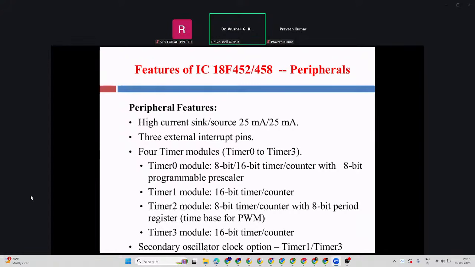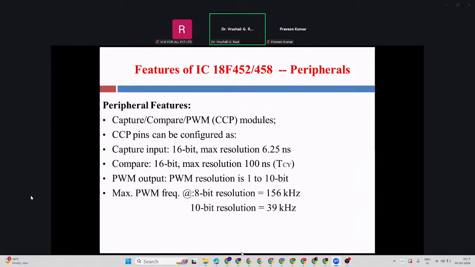Then, the secondary oscillator clock option. What is the secondary oscillator clock option? One clock option is the crystal oscillator which has been connected to the PIC microcontroller. The other one is Timer 1 or Timer 3. Even they can act like the clock to your microcontroller. That option is also available. You can set the clock frequency by setting the bits in that timer; we know how to set the delay in the timer. Delay means what? One particular frequency we are delaying by some value, which means we are getting a new frequency. So that frequency can act as the oscillator for the microcontroller.